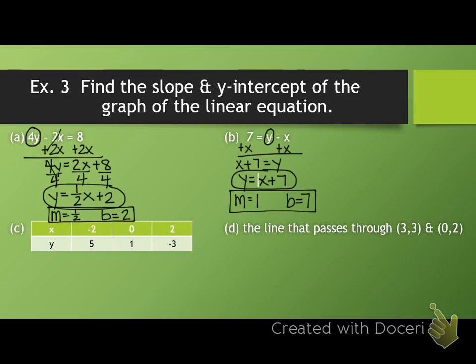Now look at letter C. This is a table of x and y's. This is an x and y chart, if you will. Here's what I want to ask you though. We need the slope and we need the y-intercept. Again, we need an equation in the form y equals mx plus b in order for us to be able to identify the m and the b.